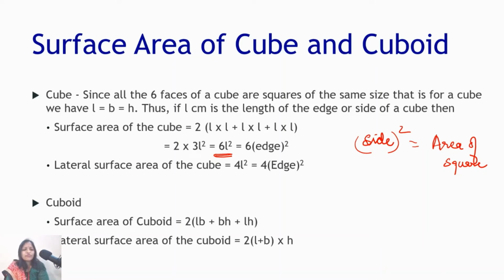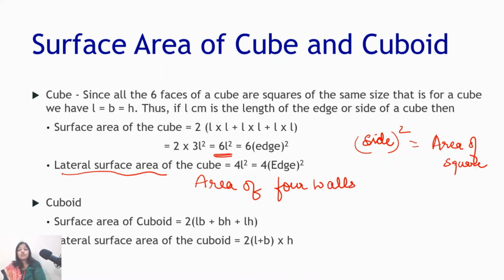Now, what is this word lateral surface area? Lateral surface area means area of four walls. That is, you are not counting the top and bottom of the figure. If you are taking an example of a book, you are not counting the front page and the last page. Right? So area of four walls means you are not counting the ceiling and the floor of the room. So we have four squares left with us. So what will be the area? Area of four squares, which is 4 into L square. So that is lateral surface area.